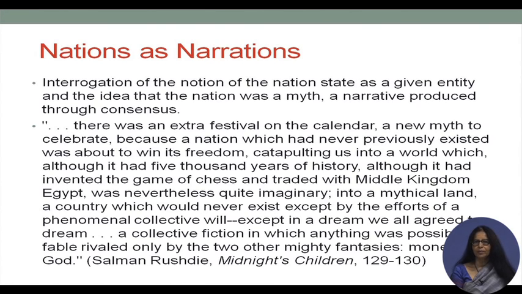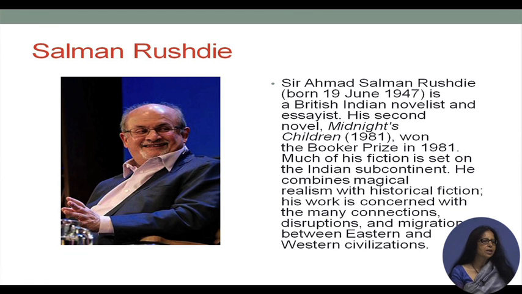The novelist that I am talking about is Salman Rushdie, who doesn't need an introduction, but for those of you who are not familiar with the details of his life, I must tell you that he's considered a British Indian novelist and essayist who now lives in New York. It was his second novel, Midnight's Children, published in 1981, which won the Booker Prize in 1981 and won the Booker of Bookers later.